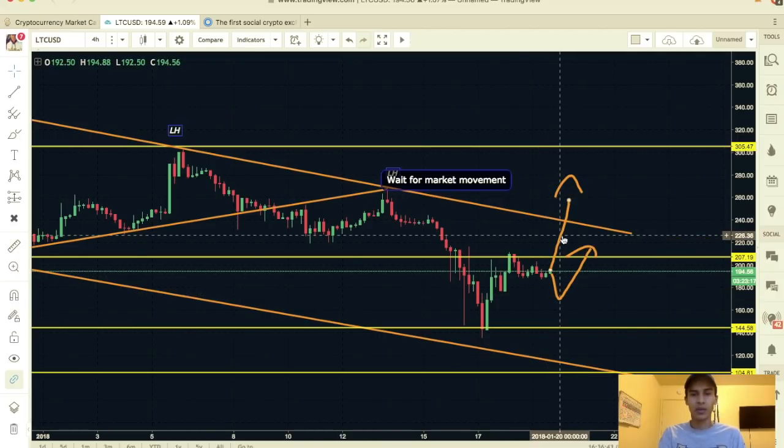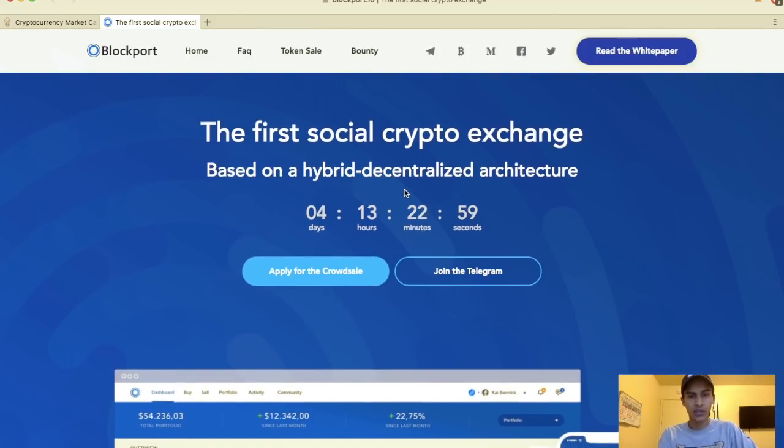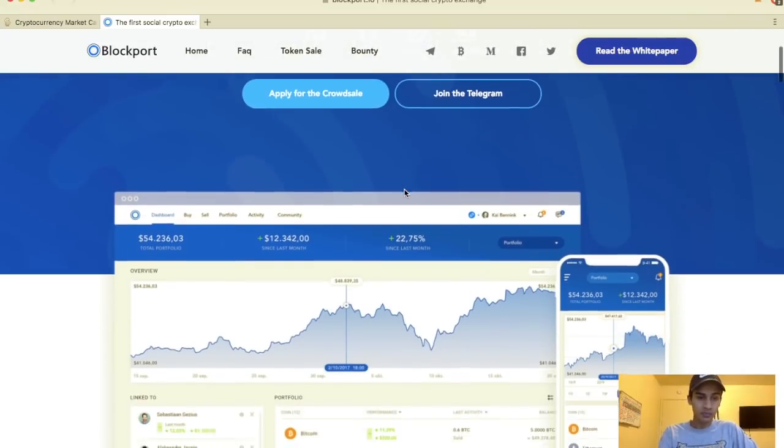Looks like most of these coins have done their corrections, and I think they're just ready for their second leg of their run here. But let's go ahead and take a look at our ICO's website here. Blockport, we got a home, FAQ, token sale, bounty. First social crypto exchange based on hybrid decentralized architecture. So check it out, guys.